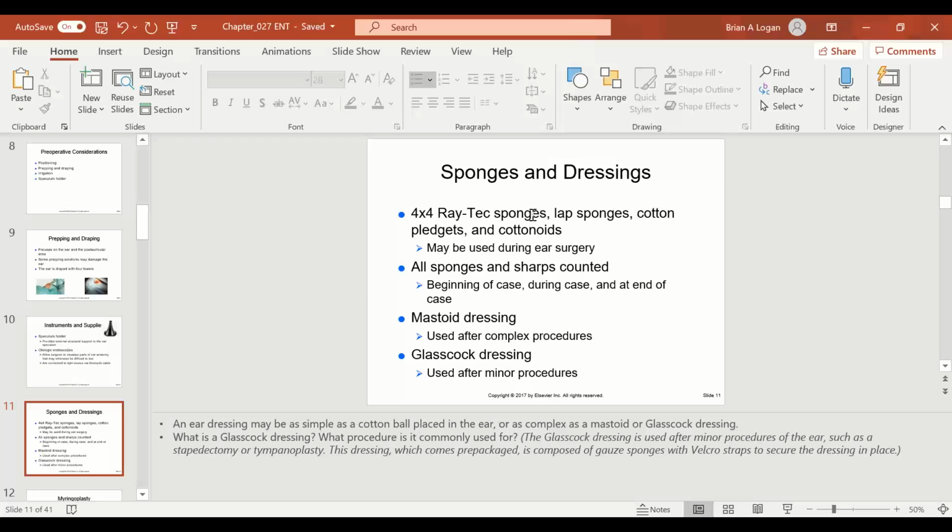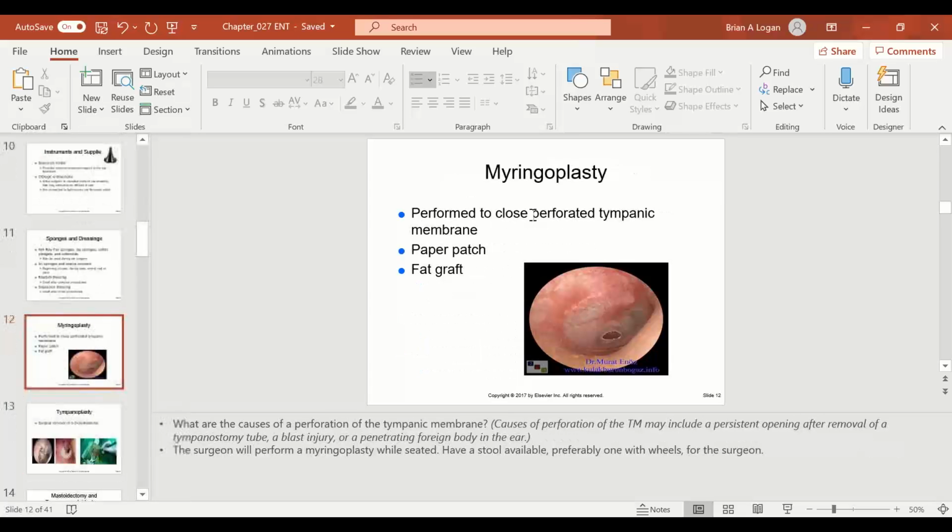So let's talk about a few procedures regarding the ear. We have a myringoplasty. This is to take care of a perforated eardrum. You may use like a little paper patch. It's going to come from a manufacturer, all sterile, and you just open it up. Usually those patches are going to be bigger than any hole, and you just cut it to the size that you need, and then you can just fit it over that hole. They're designed to stick there, so you don't have to suture it in place or anything like that.